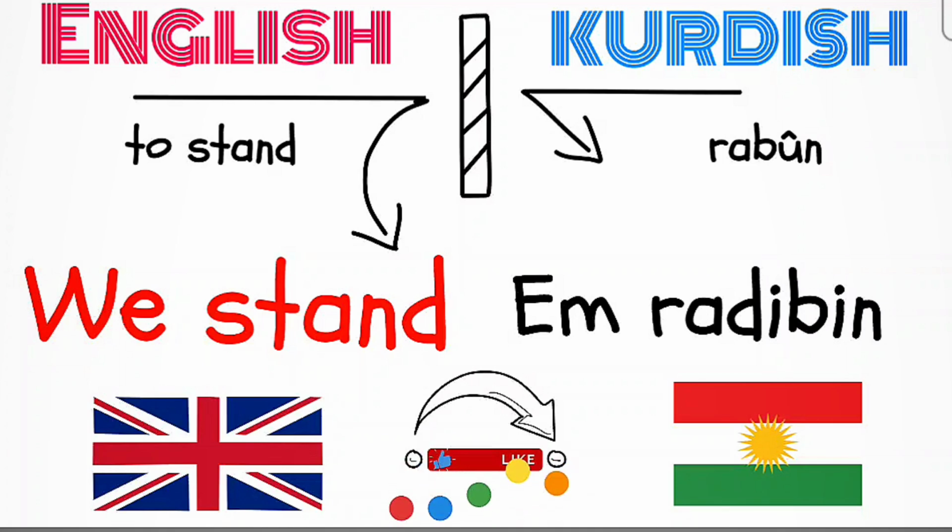So there are some verbs and sentences, like phrases, that we have learned together.